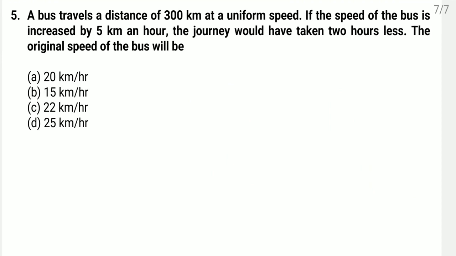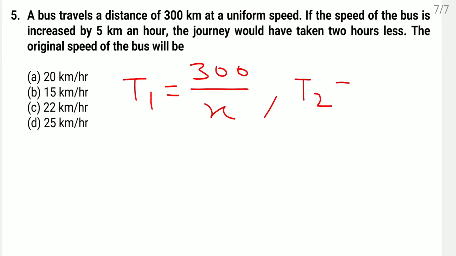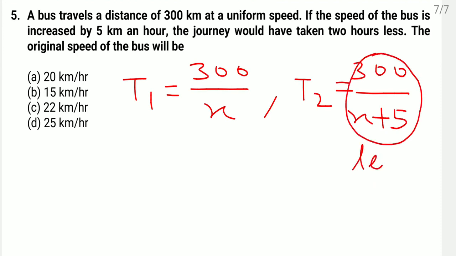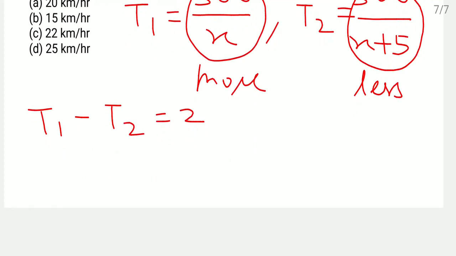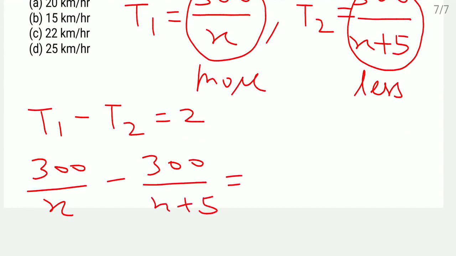So here I'll say t1 is equal to 300 by x, this is the distance and this is the speed. Later on, as the speed is increased, the time taken is 300 by x plus 5. As the speed is increased, this time will be less and this time is more. So more time minus less time is equal to 2 hours less, so 2. Now I will substitute the values: 300 by x minus 300 by x plus 5, which is equal to 2.